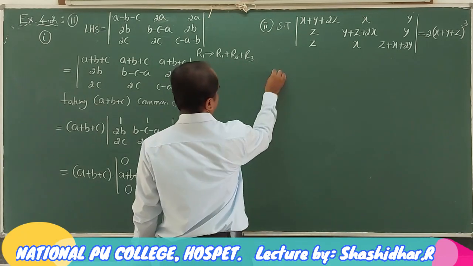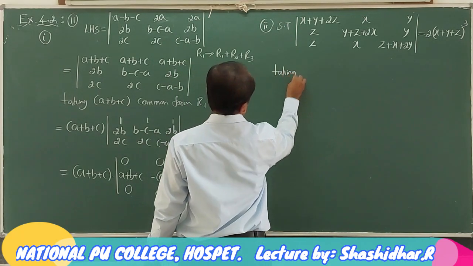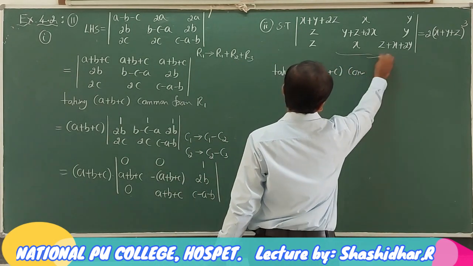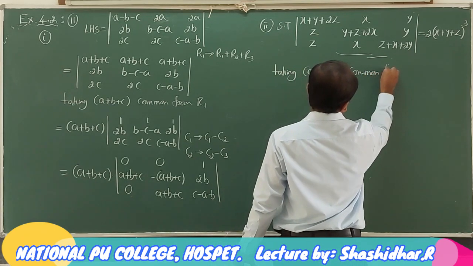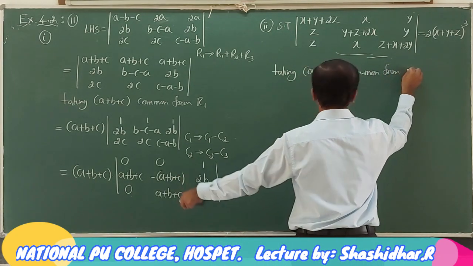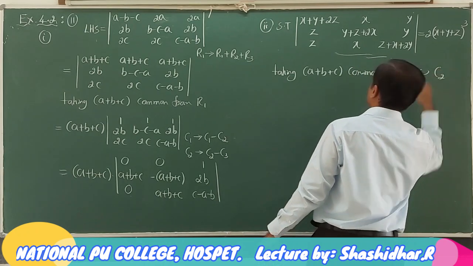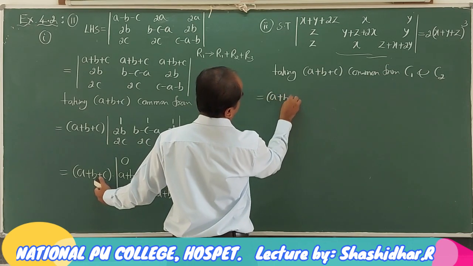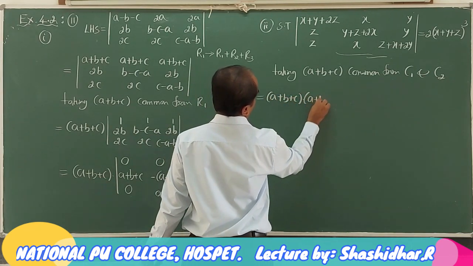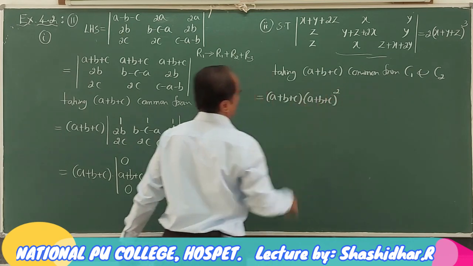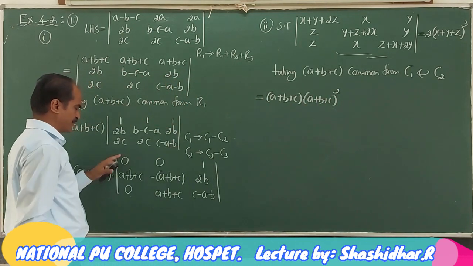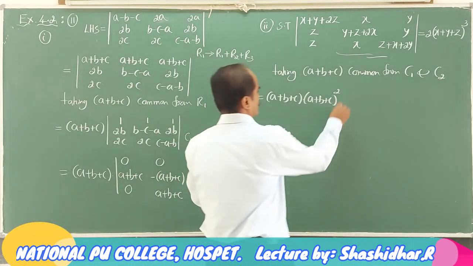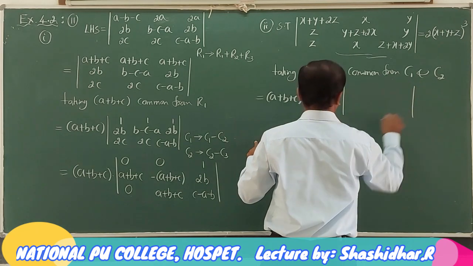So taking a plus b plus c common from C1 as well as C2. Already one a plus b plus c factor is there. Along with this, two more factors will come. Two factors, a plus b plus c, one from column 1, another from column 2. It is a plus b plus c whole square into determinant.